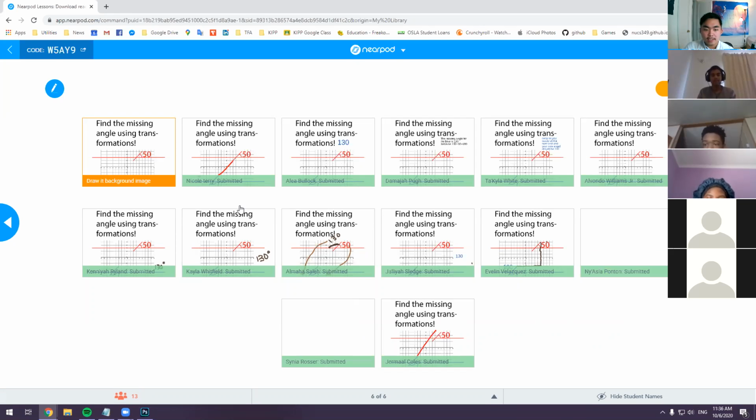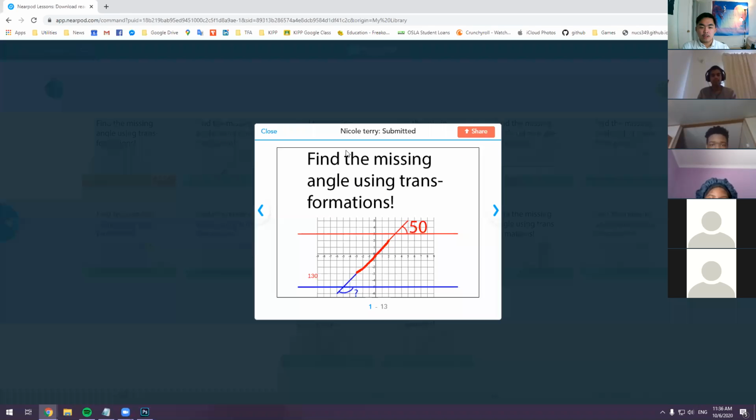And first I want to hear from Nicole. So I saw you had something drawn. So let's see, how would you explain your answer? I said that it's a straight line. So I just subtracted 180 from 50 and got 130.